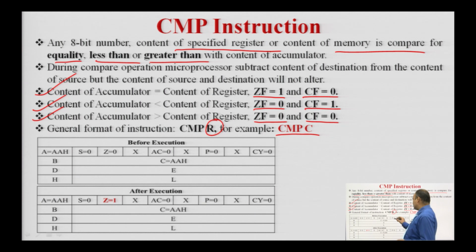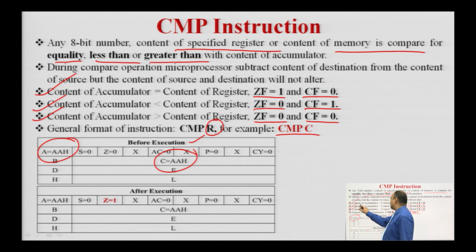Before the execution of the CMP C instruction, the content of the accumulator is AAH and the content of the C register is also AAH, meaning both the content of the C register and the content of the accumulator are equal. So, it satisfies the first condition, the content of the accumulator is equal to the content of the specified register. In this case the zero flag is set to 1 to indicate that the content of A and C are equal.